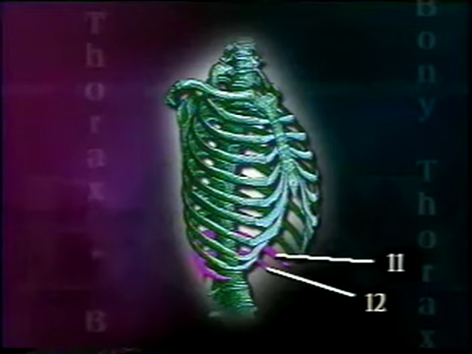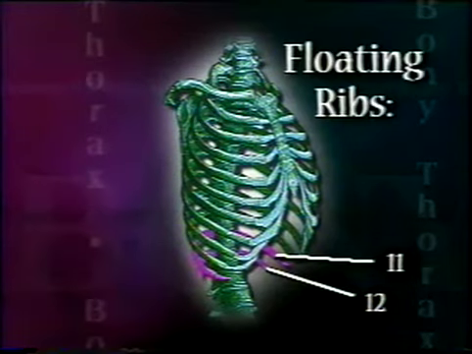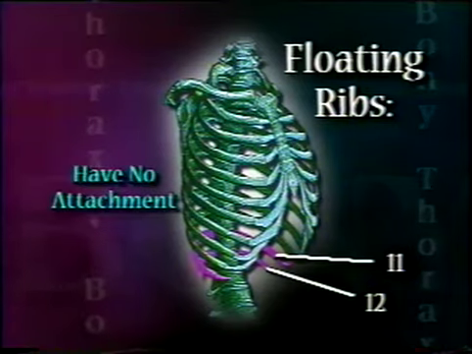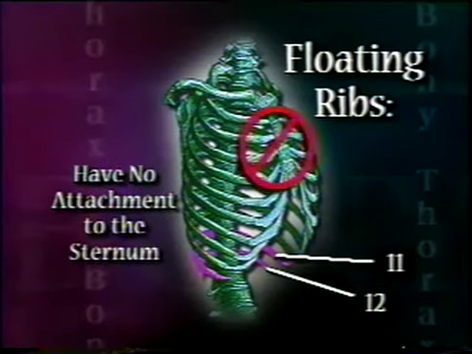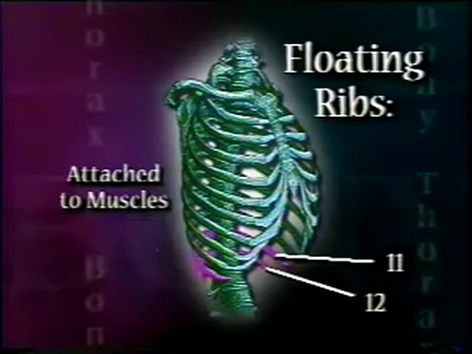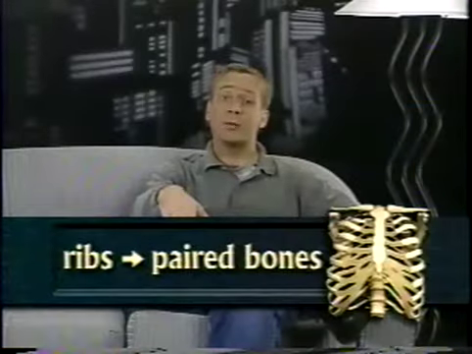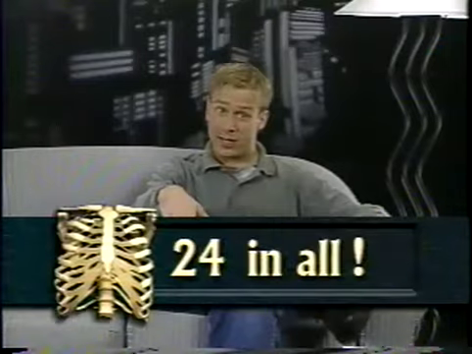The last 2 false ribs are sometimes called floating ribs because they have no attachment, physical or emotional, to the sternum. Instead, they are attached to muscles in the lateral wall of the body. And remember, the ribs are paired bones, so there's 24 altogether.